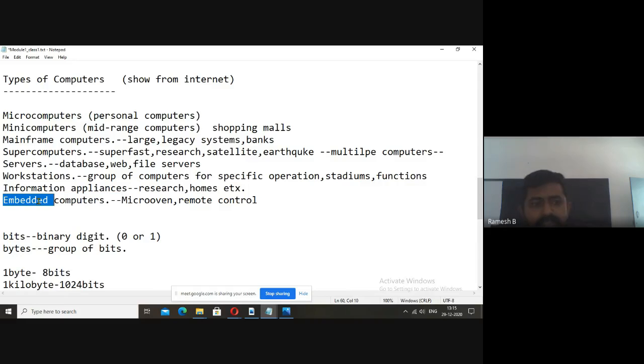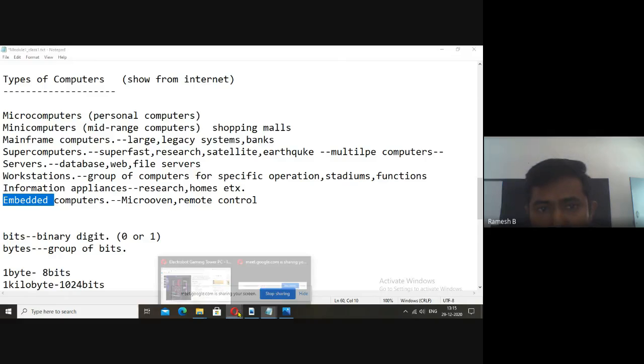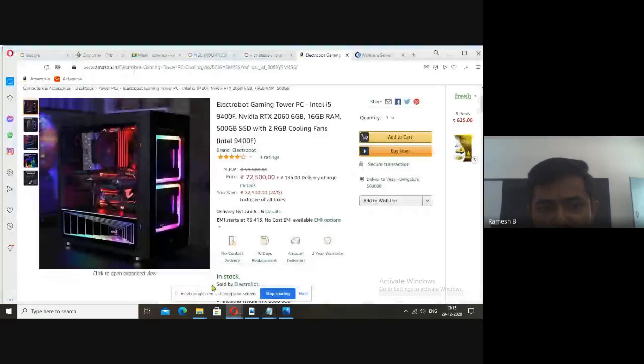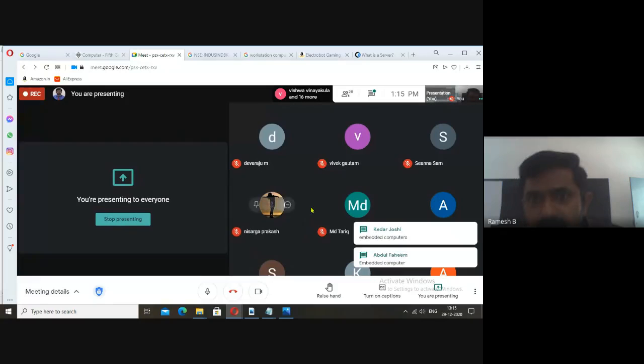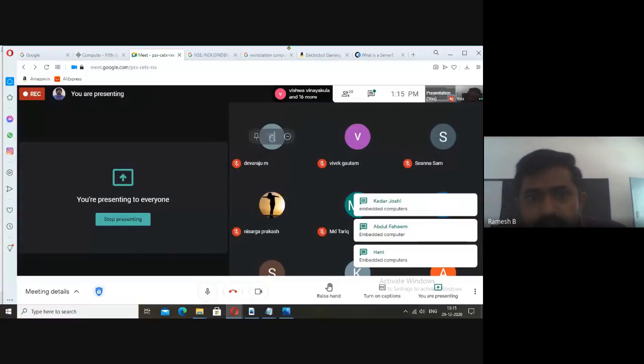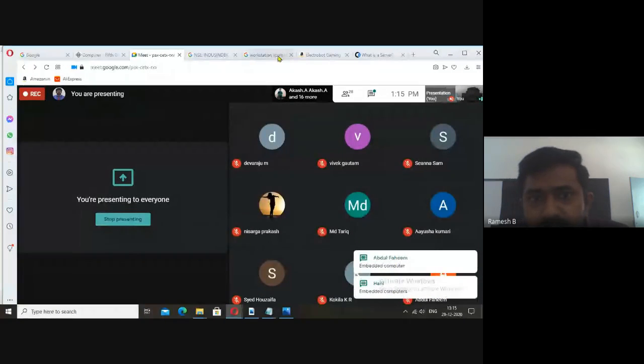Please type embedded computers, every one of you. Okay, good Kedar, good Abdul. Please type parallelly.